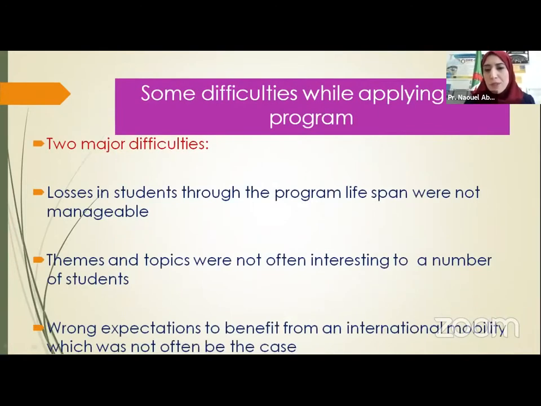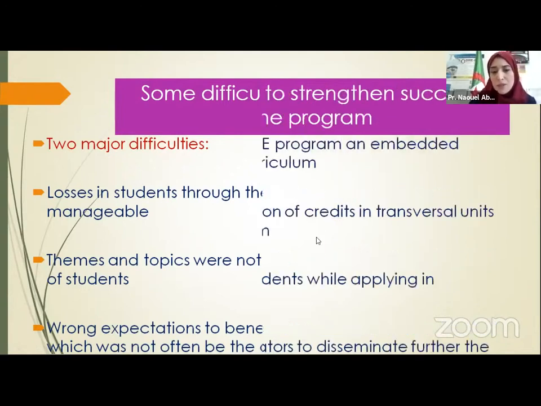However, there were some difficulties when applying the program. Two major difficulties: mainly, losses of students through the program lifespan were not manageable because it was a first experience. Themes and topics were not often interesting to a number of students, and wrong expectations of benefiting from an international mobility were not often met. This has created some loss among the students.